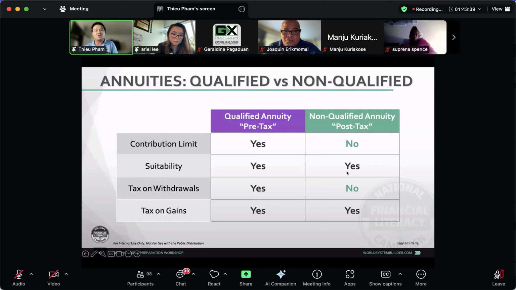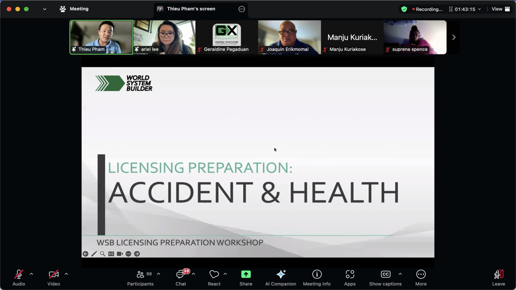You have to follow suitability, and you're not taxed on your principal. You're not taxed on withdrawal, meaning your 100K after 10 years becomes 200K. You take out the whole 200K, you only pay tax on the gains and not on the 100K. Okay, the only gain on the 100K, not the 100K principal. So that's the difference between non-qualified annuity versus qualified annuity.